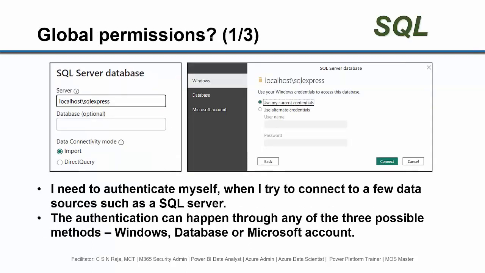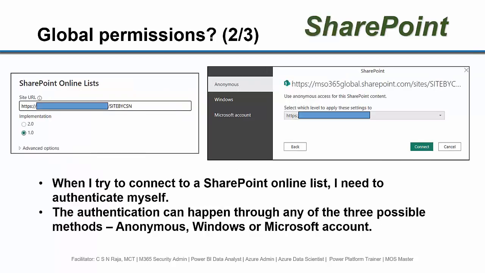However, when I speak about connecting to a SQL source, I may have to authenticate myself, which can happen in either of the three possible methods: Windows-based authentication, database-based authentication, or through Microsoft account. Similarly, if I'm talking about getting data from a SharePoint folder or maybe SharePoint online list, once again, I need to authenticate myself in any one of the three possible methods, either as anonymous user or Windows-based credentials or through my Microsoft account.